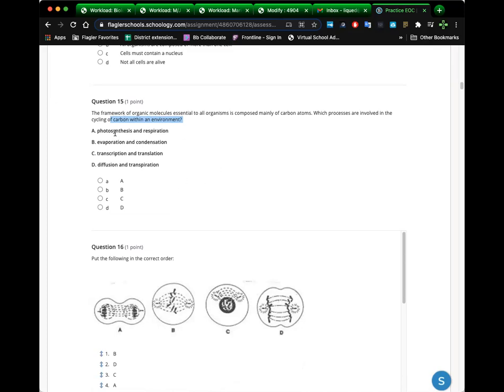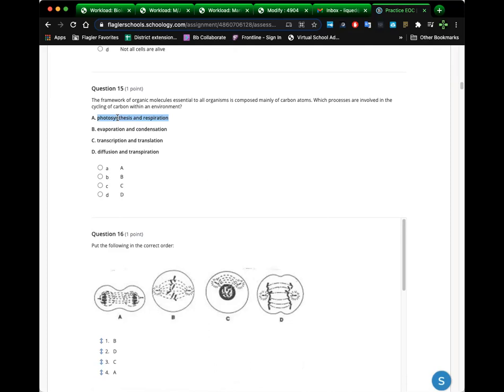All right, so photosynthesis, plants take in carbon dioxide. And then respiration, giving off carbon dioxide. You can pretty much stop right there. That's it. That's the answer.